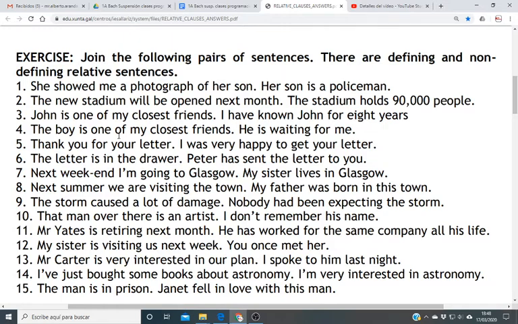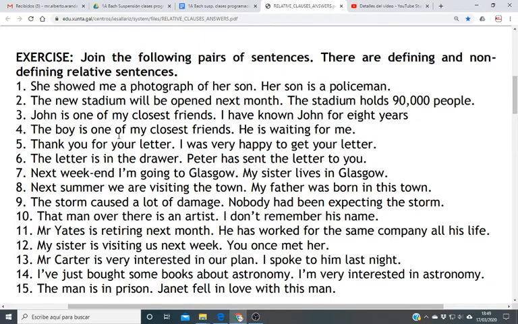Okay, who is that boy? So I'm going to explain. The boy who is waiting for me, in this case, is a defining clause because we cannot remove this information, because we need this information to define the subject, to describe the boy. So we can use who or that. The boy that is waiting for me is one of my closest friends, or the boy who's waiting for me is one of my closest friends.